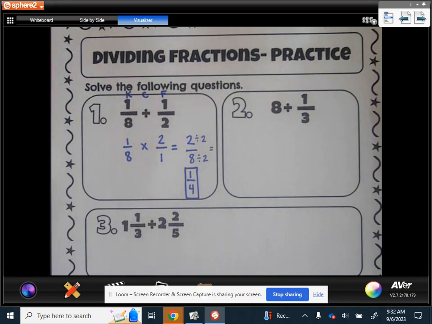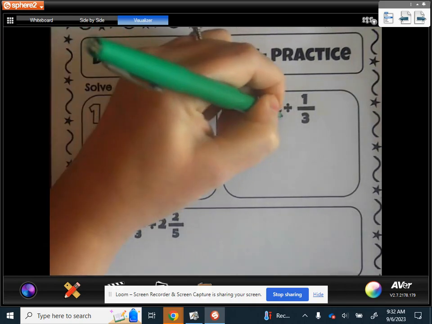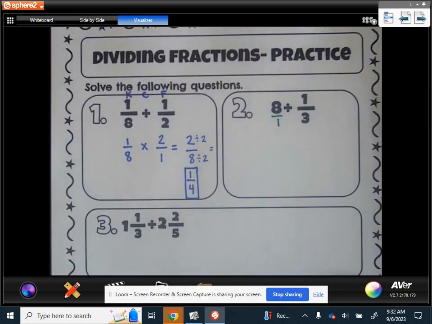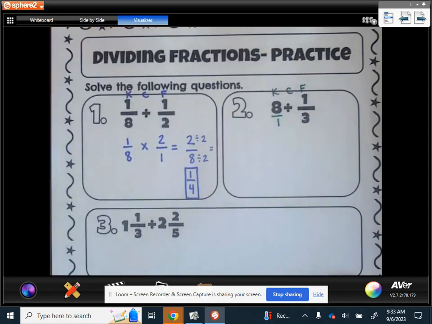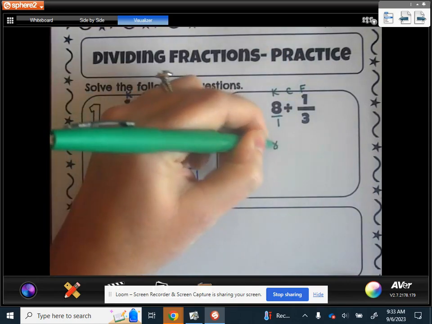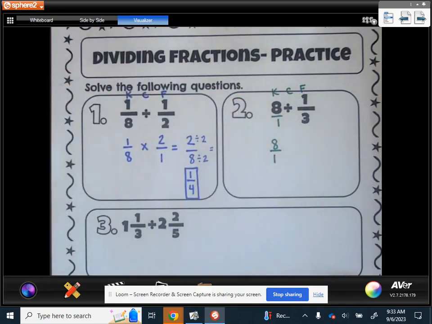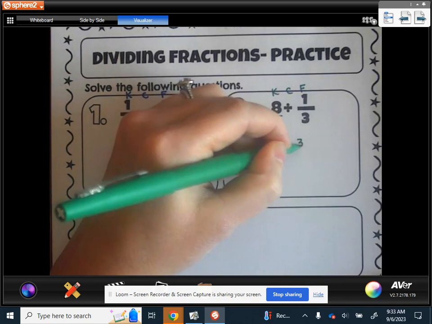Let's look at another example. This time we have a whole number. So if you remember from multiplying fractions, if we have a whole number, we're going to give it a denominator of 1 because 8 divided by 1 is just 8, so it's the same number. And we're still going to use keep, change, flip. So we're going to keep the 8/1 exactly the way it is. We're going to change to multiplication, and we're going to flip to the reciprocal. So 1/3 becomes 3/1.